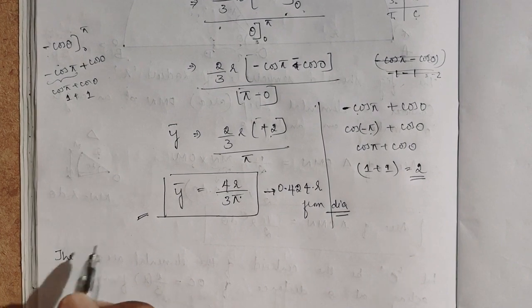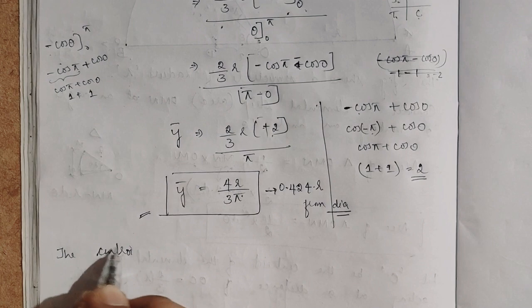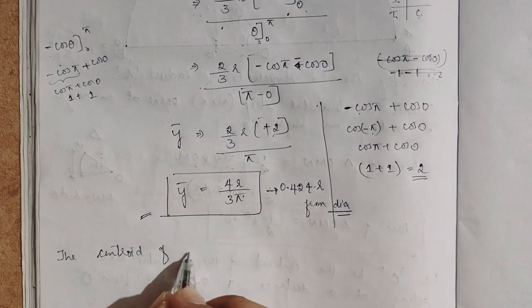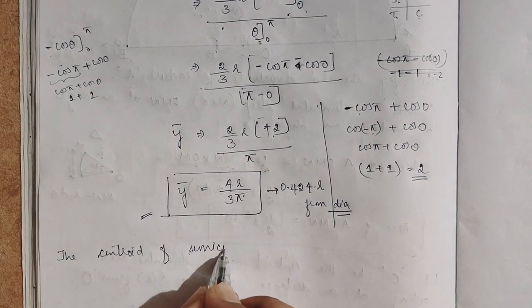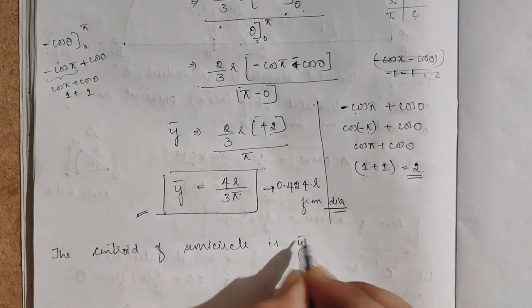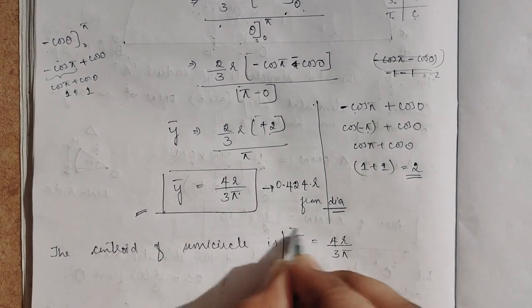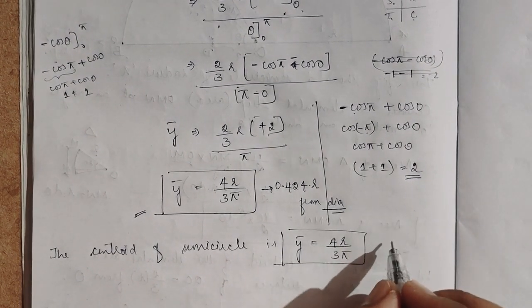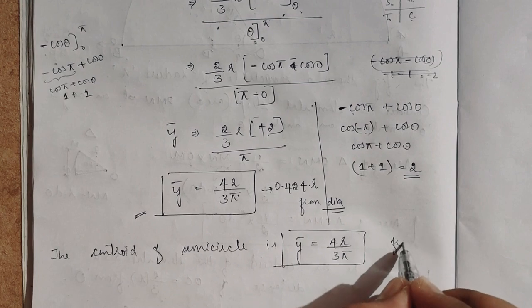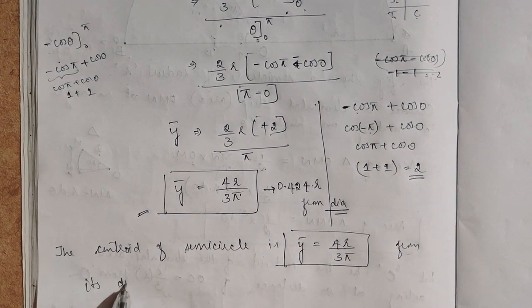So now the concluding statement is: the centroid of a semicircle is y bar equal to 4r by 3 pi from its diameter.